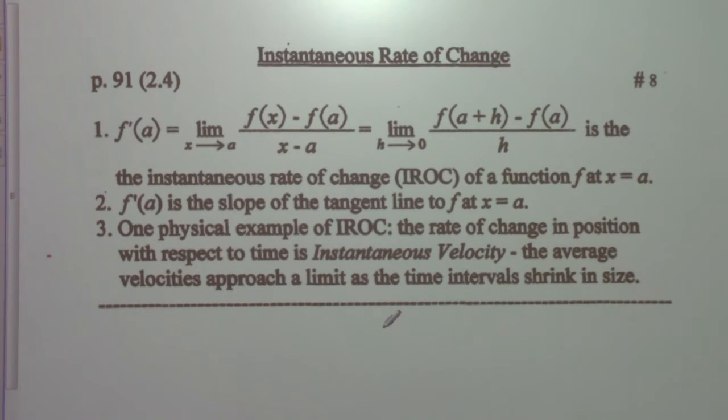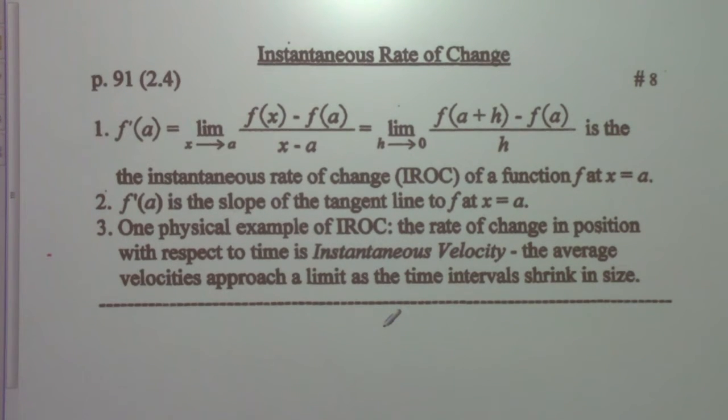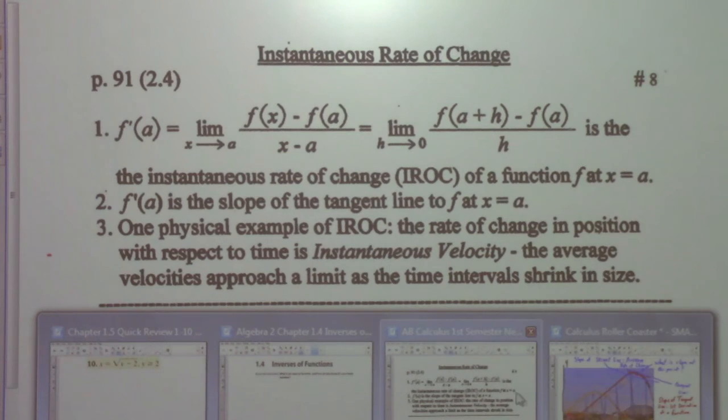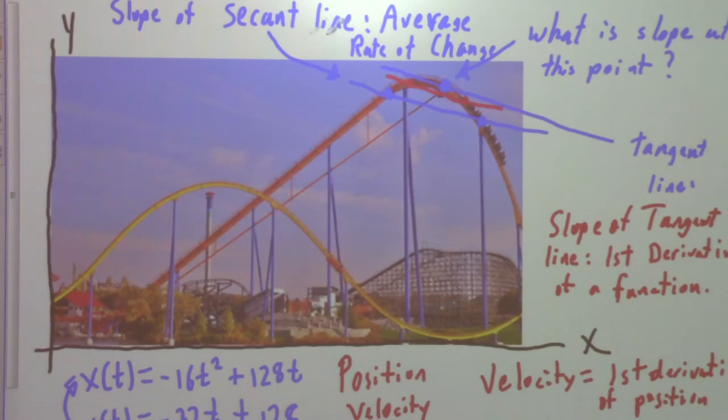Today we're going to be working on note card 8, which is called Instantaneous Rate of Change. It so happens that this ties into what we did at the beginning of the year when we had this calculus roller coaster, remember that? In our last note card we talked about the average rate of change. The slope of the tangent line here is what we call the instantaneous rate of change.